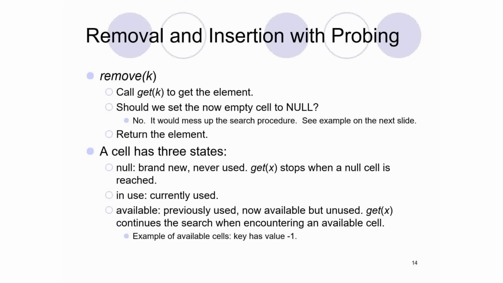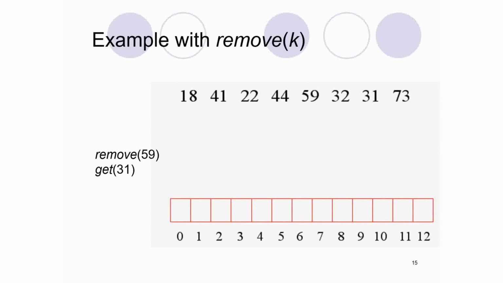Return the element. A cell has three states. Null: brand new, never used. get(K) stops when a null cell is reached. In use: currently used. Available: previously used, now available but unused. get(K) continues the search when encountering an available cell. Example of available cells, key has value -1. Example with remove(K).